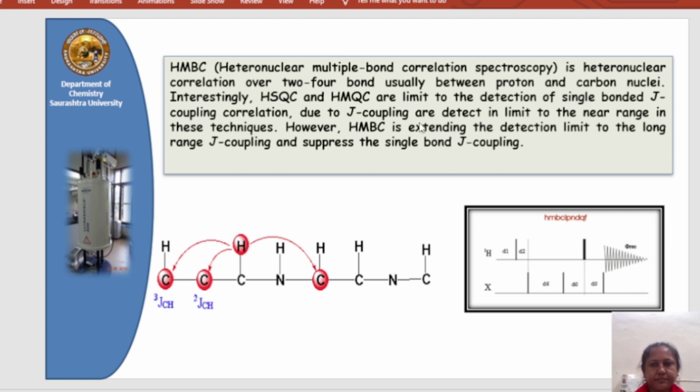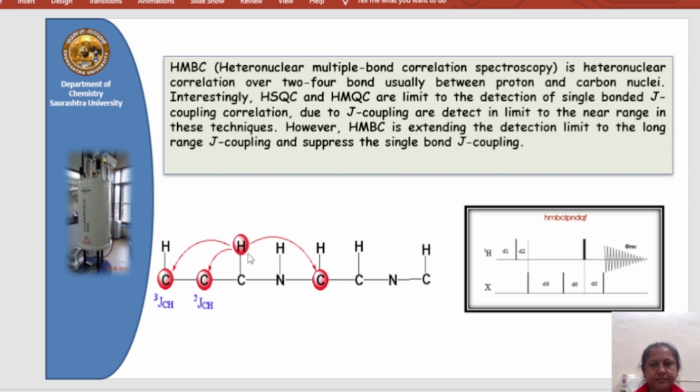Coupling correlations due to J coupling are detected only in the near range, which means 1J coupling cannot be detected. So that's why we do not use HSQC and HMQC, but instead we use HMBC. HMBC extends the detection limit to long-range J coupling and suppresses the signal from one-bond J coupling.